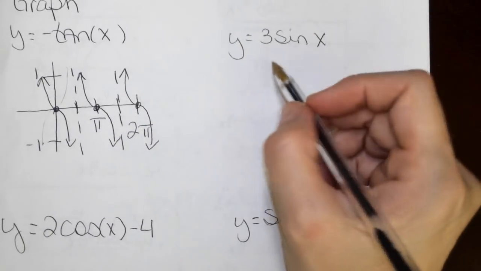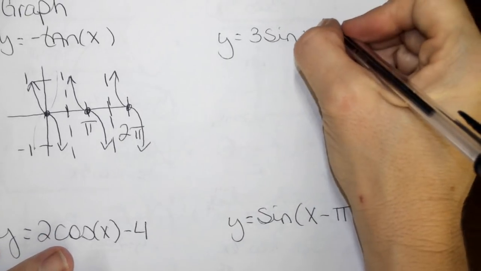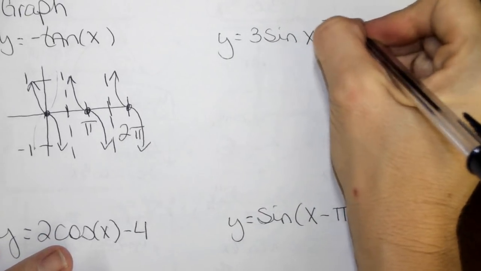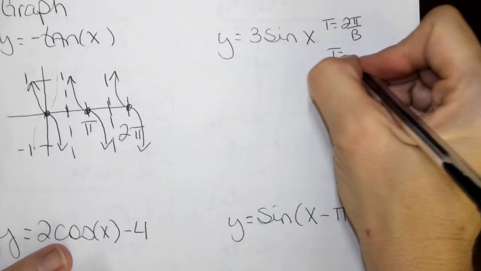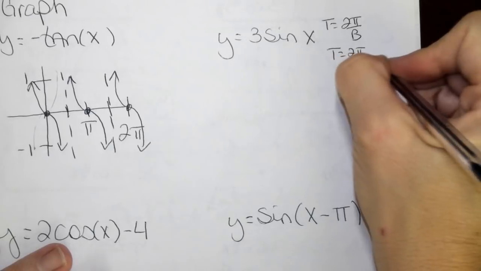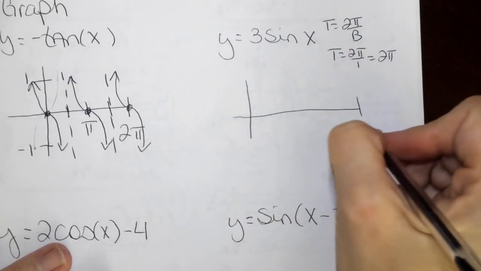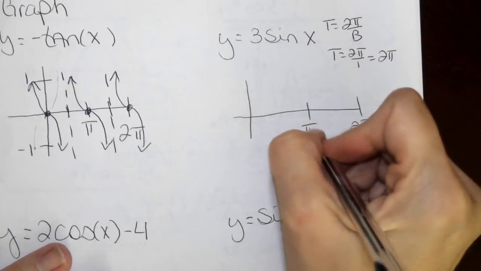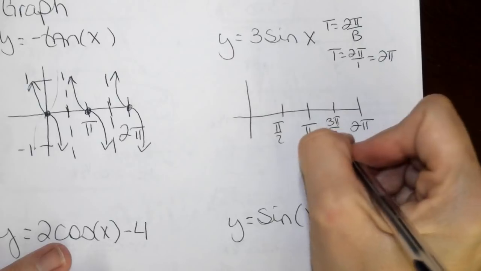the next one, y equals 3 sine of x. Before you graph it, you need to figure out your period. So remember your period is equal to 2 pi over b. My b right here is 1. So 2 pi over 1 is 2 pi. That means I need to go out to 2 pi, and I'm going to half it, half it, half it.